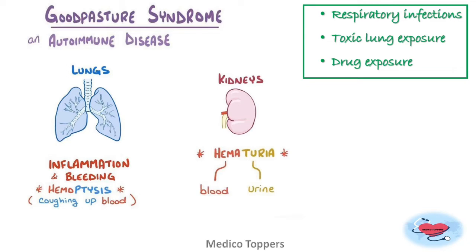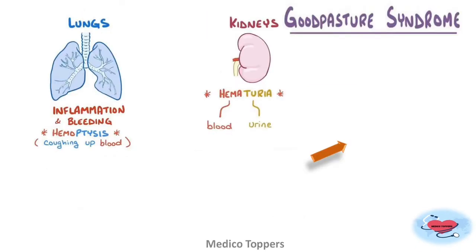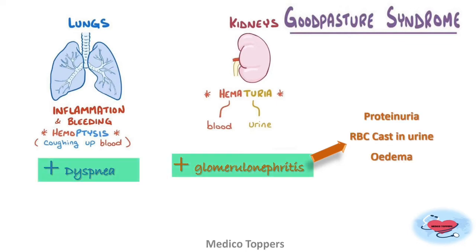Along with hematuria and hemoptysis, there are some other manifestations also. Especially in our lungs, because of the inflammation and alveolar damage, they will develop dyspnea. And similarly, in kidneys, because of GBM damage, they will develop hematuria. Also, the features of glomerulonephritis will be there. So, the patient may have hematuria, proteinuria, edema, and they may develop rapidly progressive renal failure also.